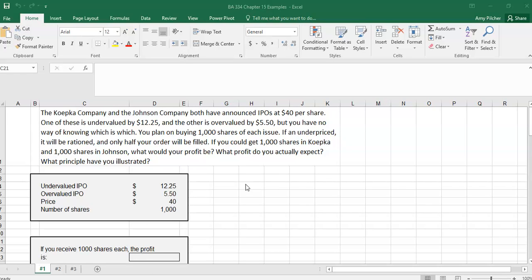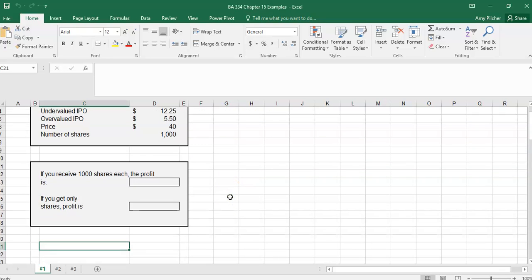If you could get 1,000 shares in Kopka and 1,000 shares in Johnson, what would your profit be? And what profit do you actually expect? And then what principle have we illustrated from the chapter? So let's do some examples first.